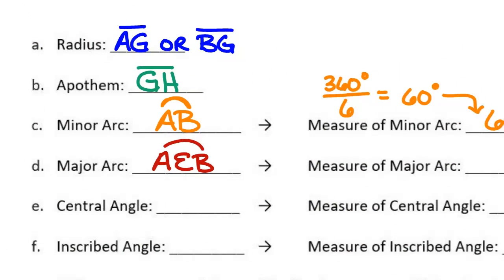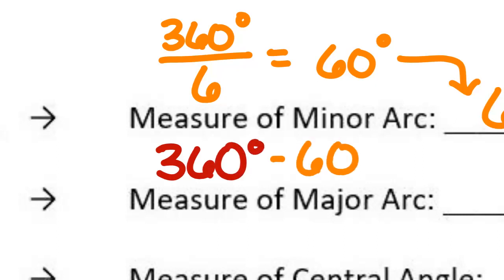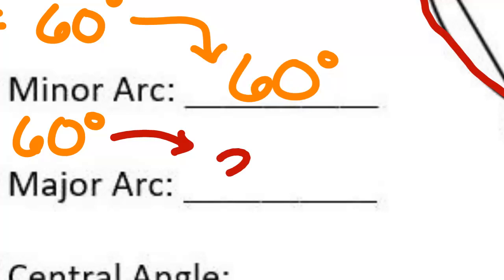And the measure of that major arc is going to be 360 degrees minus the measure of the minor arc. So since my minor arc was 60 degrees, we do 360 minus 60, which gives me a major arc of 300 degrees.